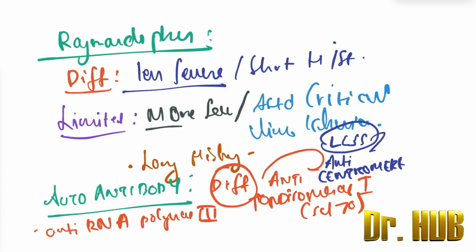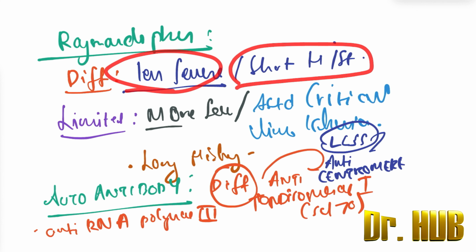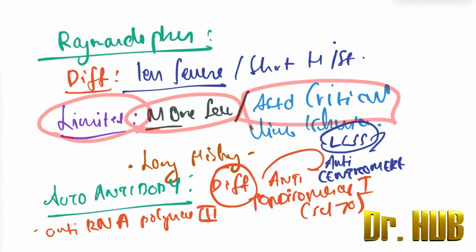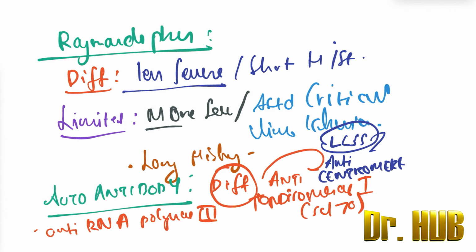Now let's recap. The question we asked was to comment on the Raynaud's phenomenon. In the diffuse cutaneous systemic sclerosis, it is less severe and has a short history. In terms of the limited type, it is more severe and associated with critical limb ischemia.